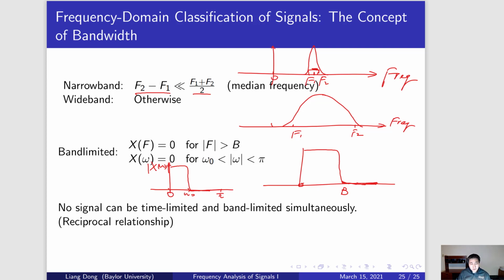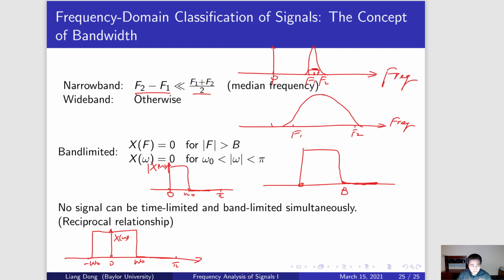The reciprocal principle tells us that no signal can be time-limited and band-limited simultaneously. So if my signal is band-limited, ideally I have a signal that has dropped to 0 at frequency omega 0 to pi. So this is a band-limited signal. Now, if it's a real signal, then I have another negative frequency part, all the way to negative omega 0. Ideally, beyond omega 0, it's all zeros. So it's a band-limited signal.